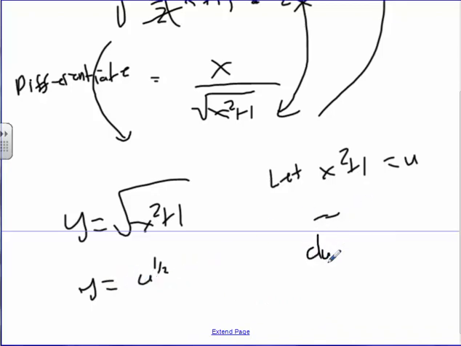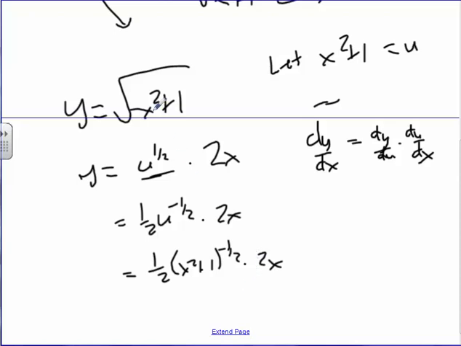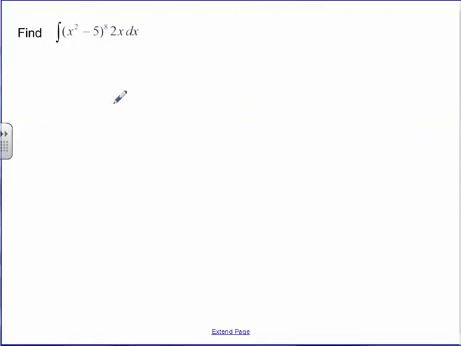The way we did that is we said dy over dx can be equal to dy over du times du over dx. I can do the dy over du for this bit here, but I also need du over dx, which means I'm going to times it by the derivative, which would be the 2x. So I derive this, which is 1/2 u to the minus 1/2, times the extra 2x on the end. Replace the u with x squared plus 1. And there we go. That's the basic premise of the substitution, so we have to use that same principle going backwards.